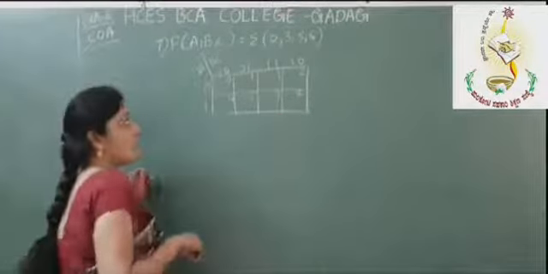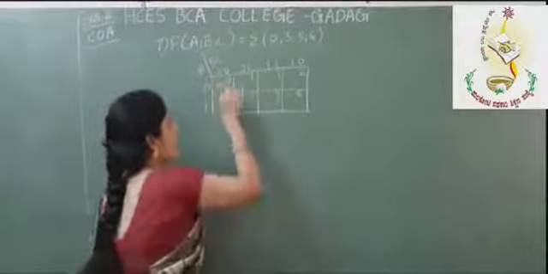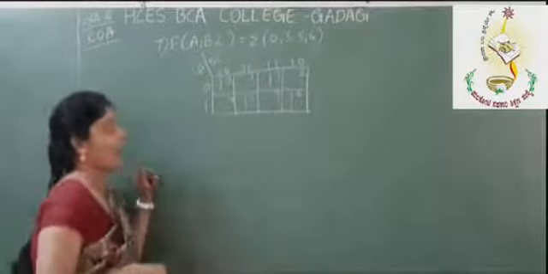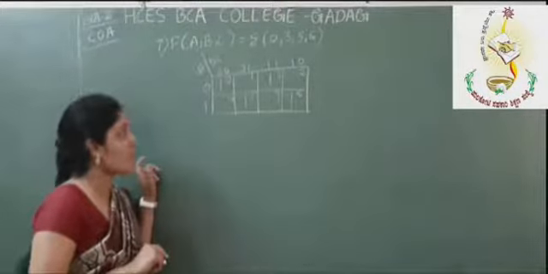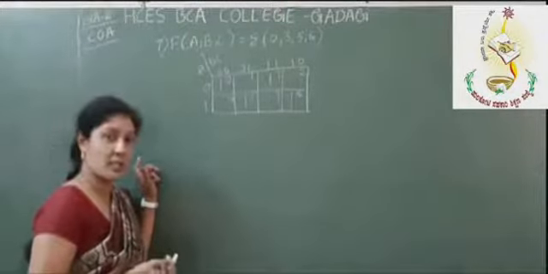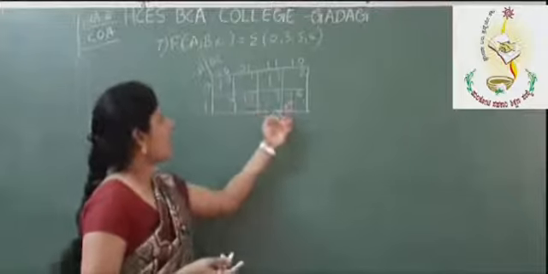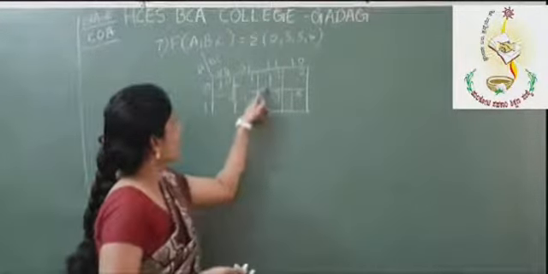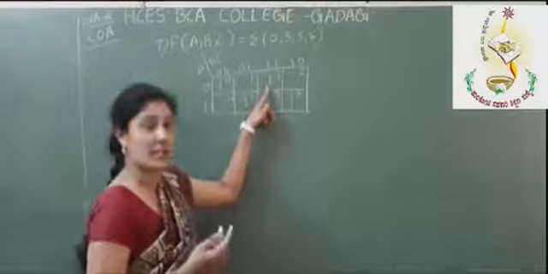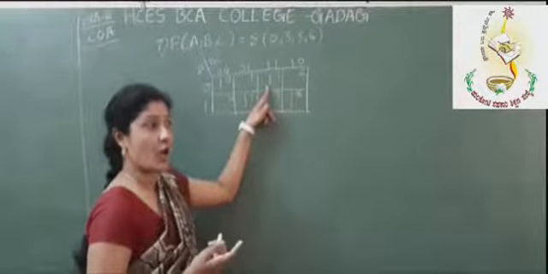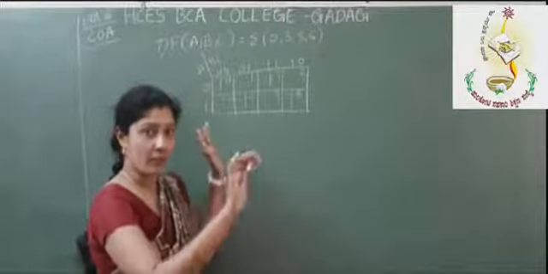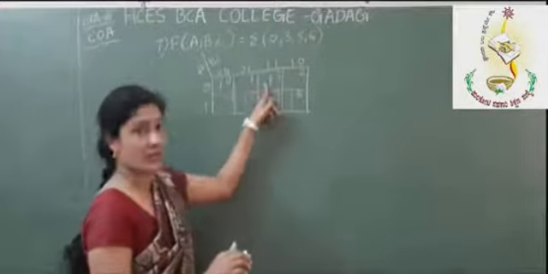Okay, now 0356: 0, 3, 5, 6. Now this is not so easy because we cannot pair them. See, this cannot be paired with this because they are not adjacent to each other, they are situated at the terminal of the cable. So we cannot pair these two.